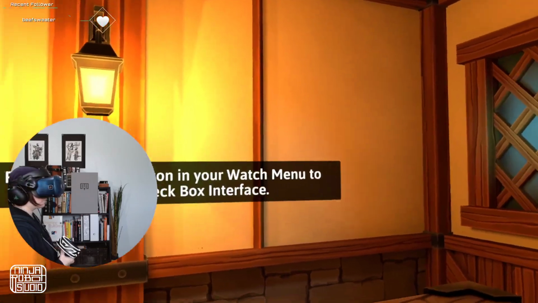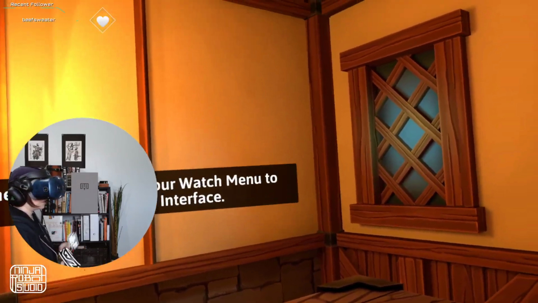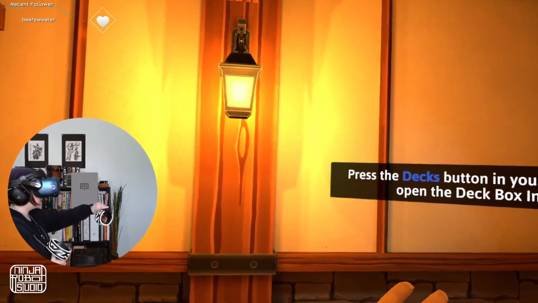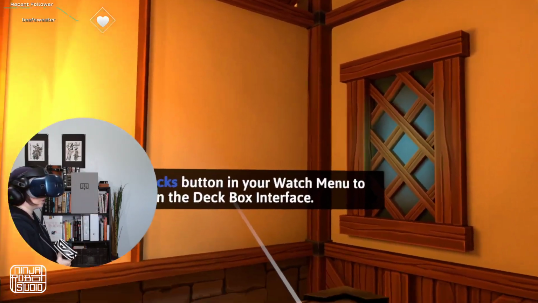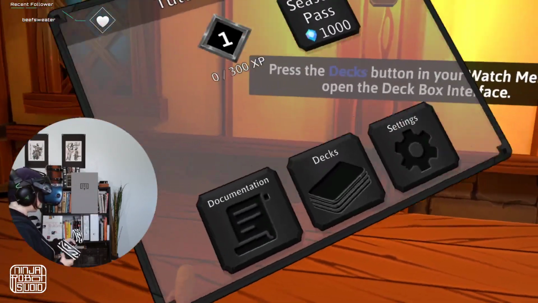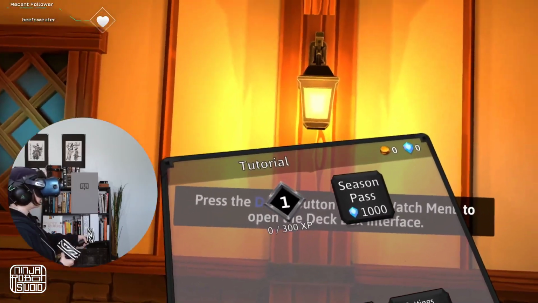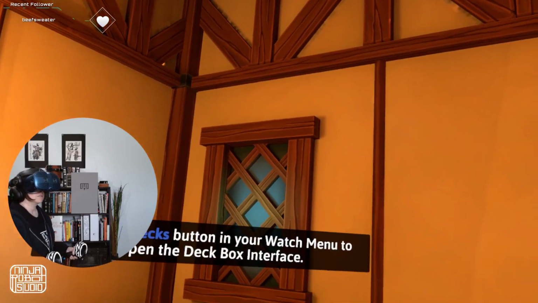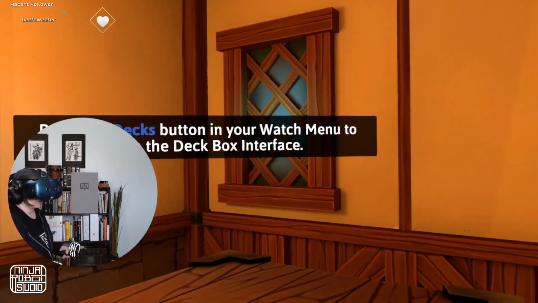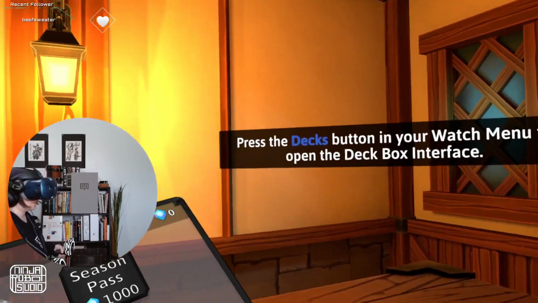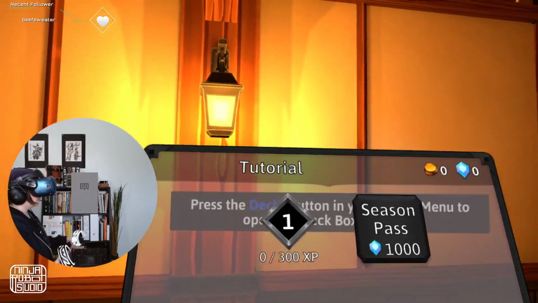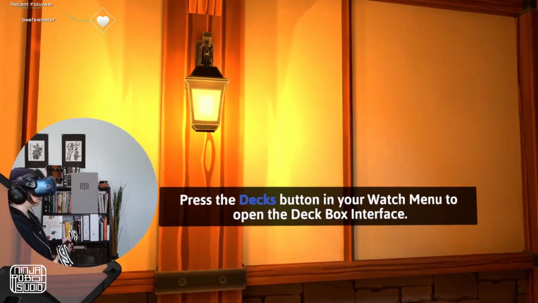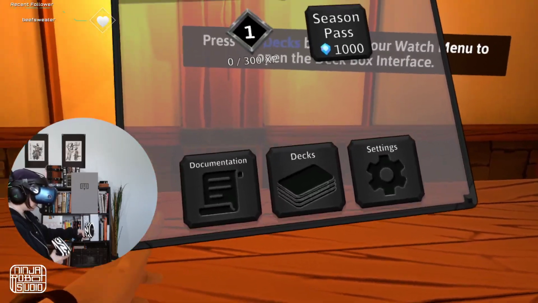keeping it up regardless of what position your arm's in, because the ones that have it to where you pull up your watch, when you lower your wrist, it'll go away, but this one is staying persistent. And I'm not having to raise my arms up too much to see it, so that's a good thing. And it's wanting me to open the deck box.